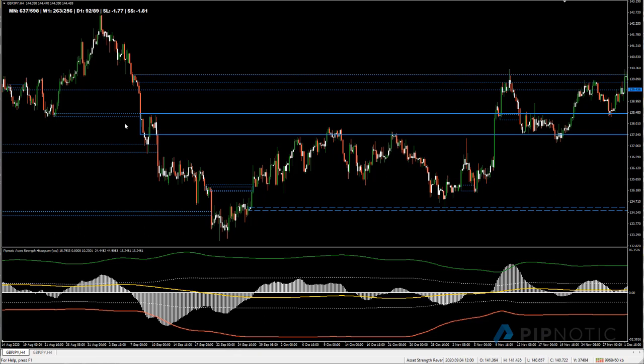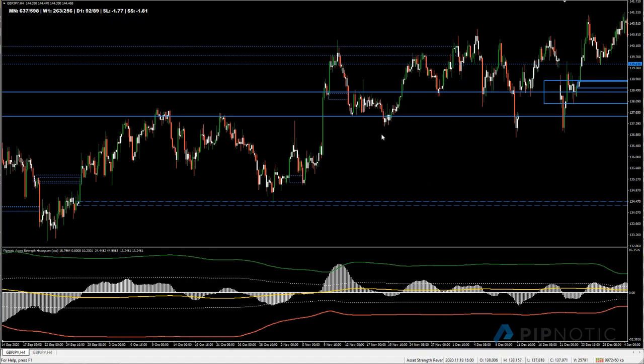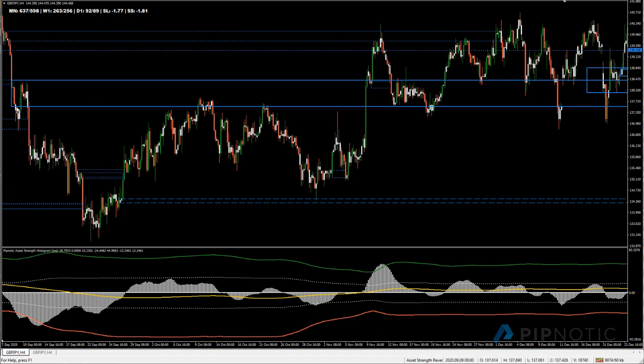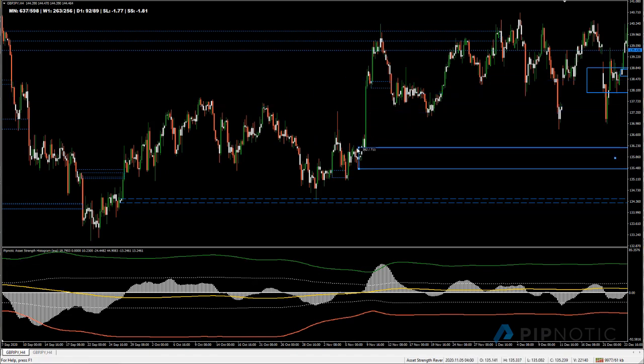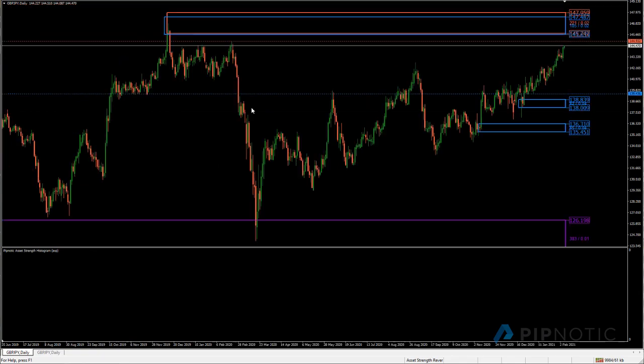So, if we have a look at this 4-hour area of supply, which has been tested a few times, that's now gone, as you can see, but the area that removed it is this one here. So we have something in here. This is probably a prettier level on a bigger time frame. Let's have a look. Looks like on the daily. Pretty, but it's this one here.